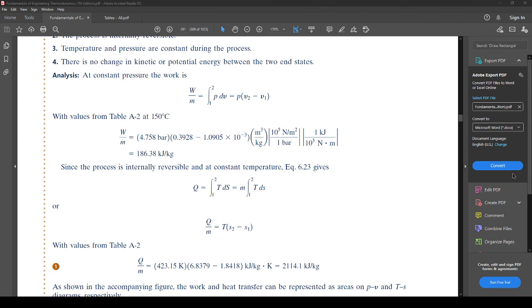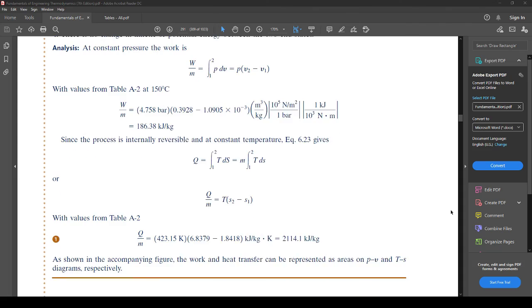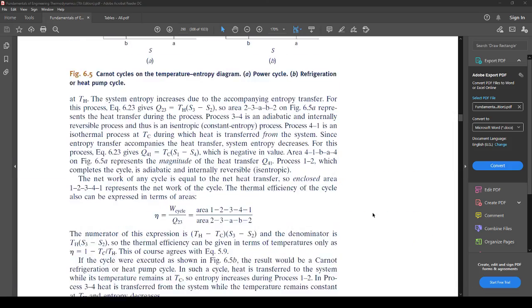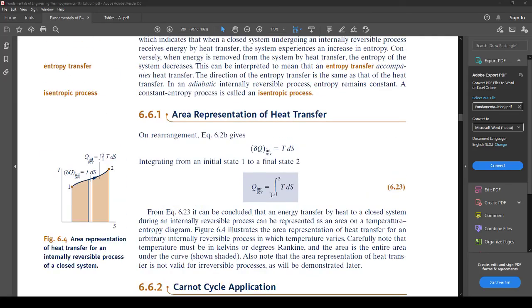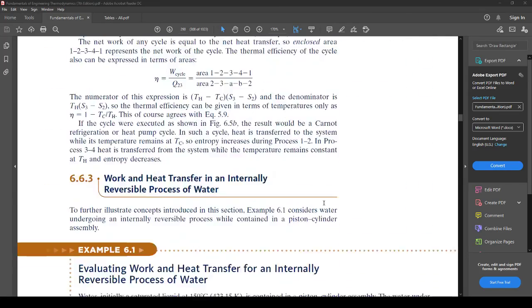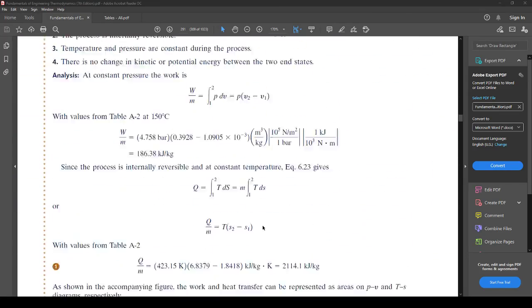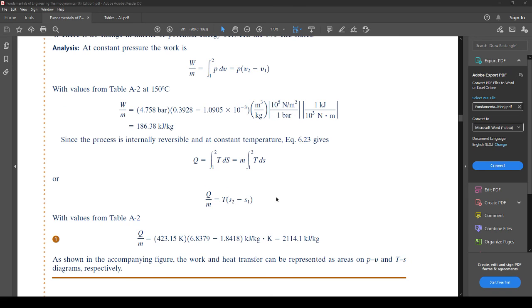And then if you obviously do the integral of that, you end up with Q per mass is equal to temperature times the change in entropy. And so this is that equation we saw previously up here, right here, done out. And when you do this out, you end up with the following. You get Q is equal to T times S2 minus S1. And that is the reason why they gave it to us in Kelvin earlier. Because remember, for this entropy to work, it has to be in Kelvin.